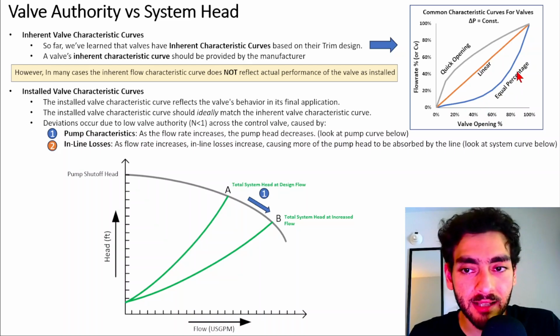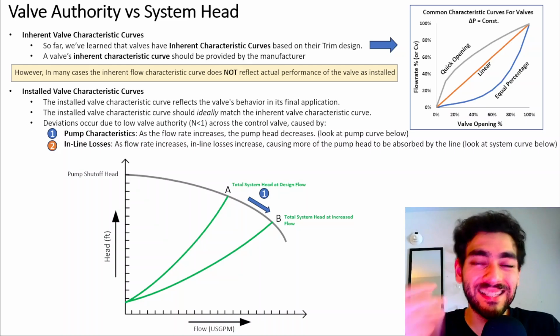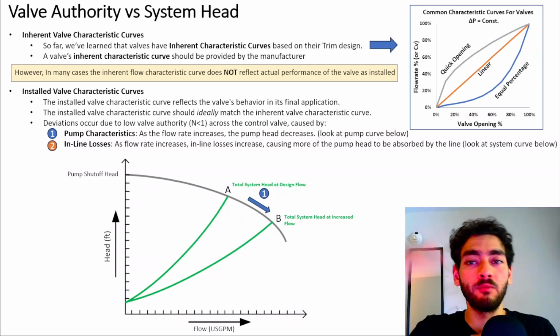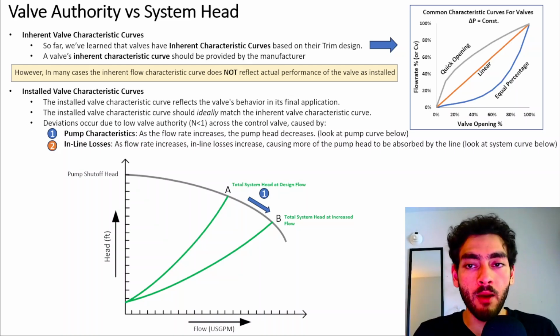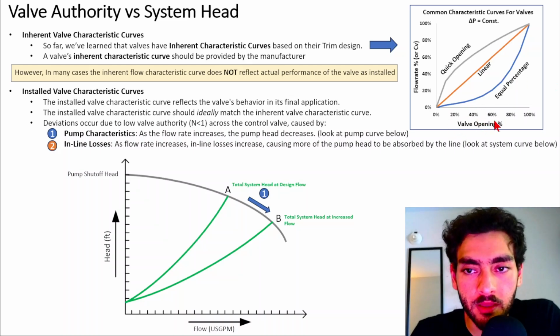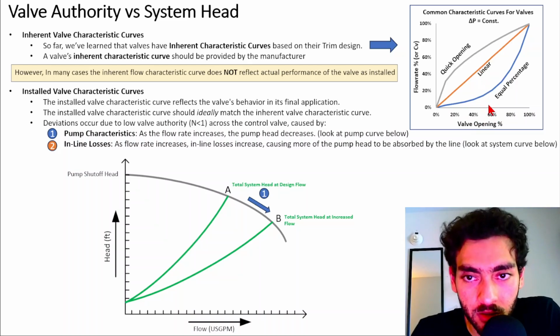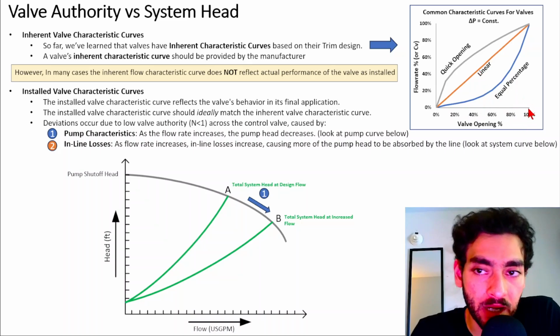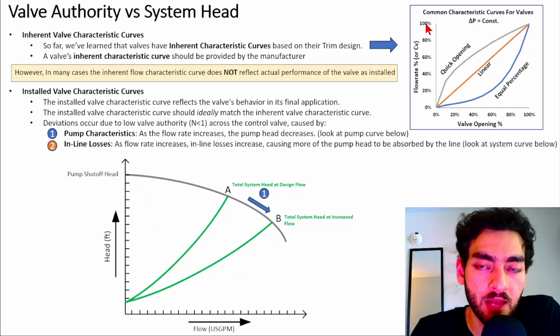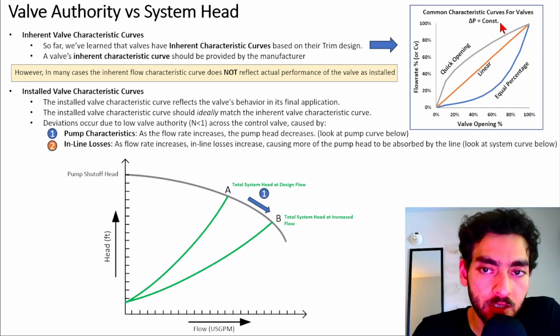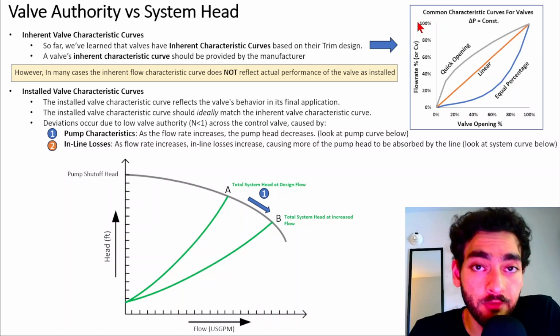And what they essentially tell you is what the CV of the valve, or the flow rate percentage of the valve, would be based on the valve opening percentage that you are operating at. So you could see at different valve characteristic curves, you get a different flow rate percentage for the valve. And obviously at a valve opening of 100%, you get the 100% flow rate that the valve can provide you, which is the maximum CV the valve is rated for.